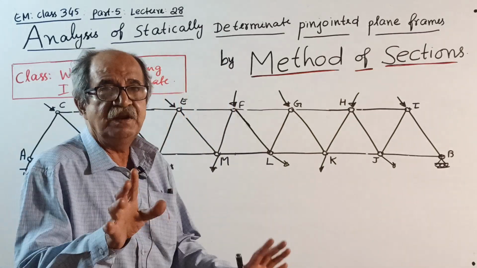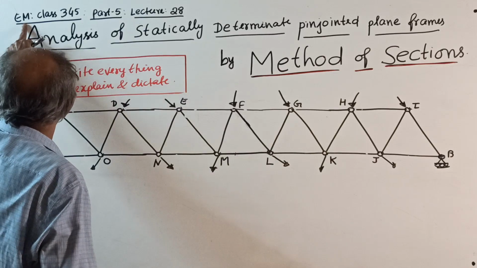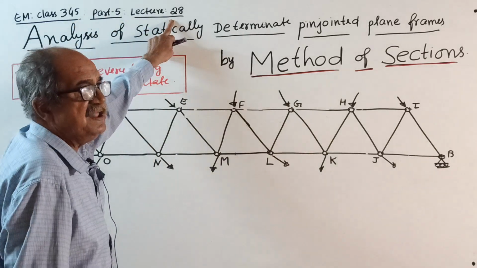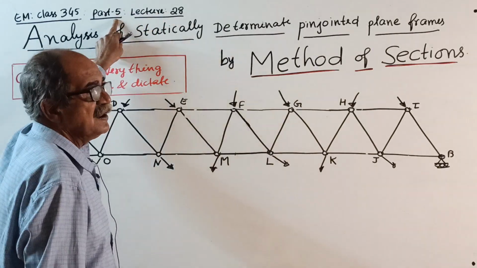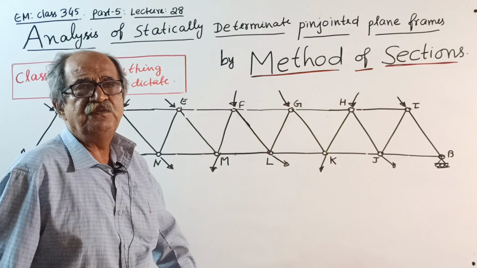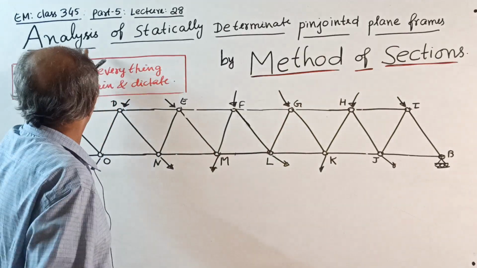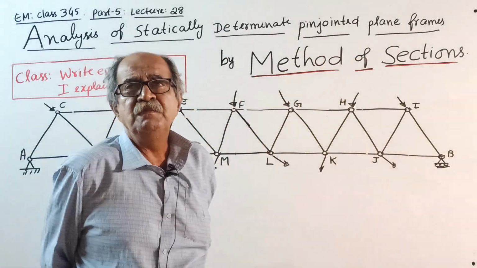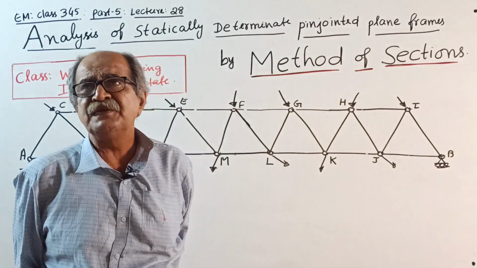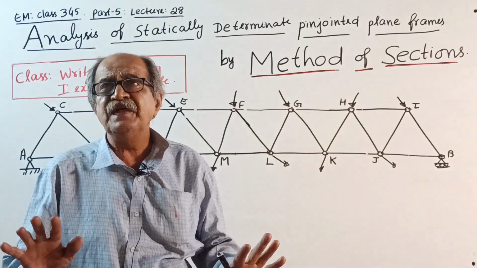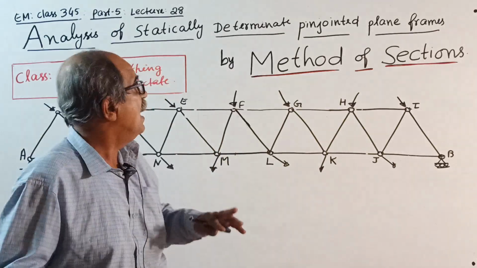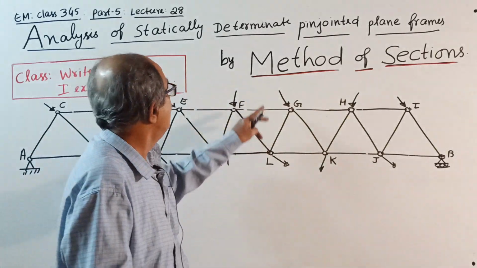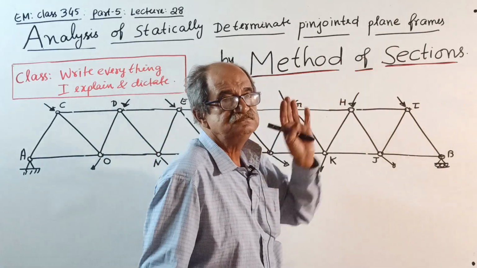Now, just a reminder, this is engineering mechanics class 345, part 5, lecture 28. Part 5 is what? Analysis of statically determinate pin-jointed plane frames by method of joints and method of section both. Together it is called part 5. Already we finished method of joints. Now we are starting today method of sections.